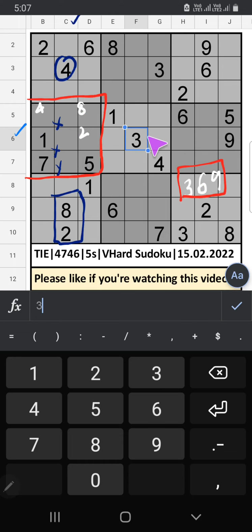Sixth row, we have 3 and 9. 3 and 9 can't come in this cell. It will come in one of the cells. We will confirm later. Then only one number is remaining, 6. 6 is confirmed here.